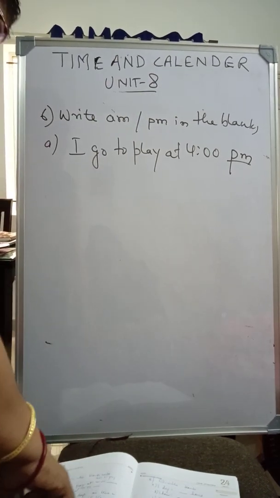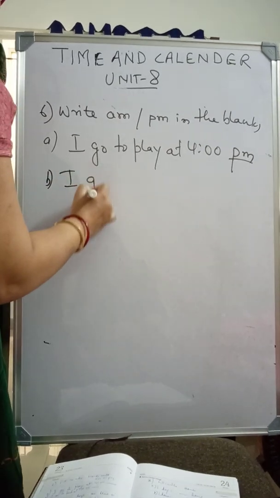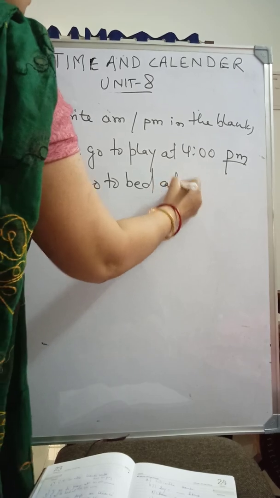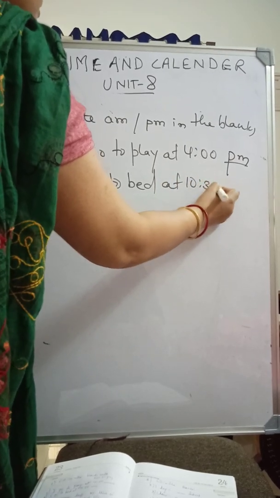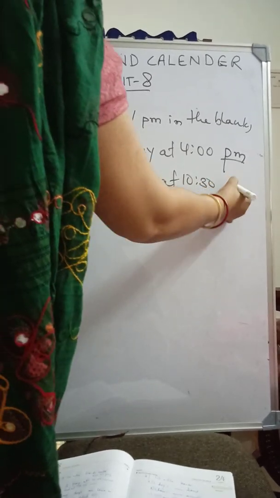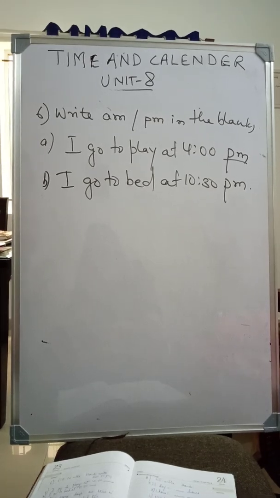Now next is I go to bed at 10:30. Again it is at night. We go to bed at night, 10:30, so it is PM. Similarly, you have to do question number 6.